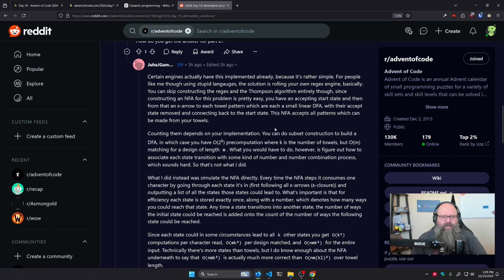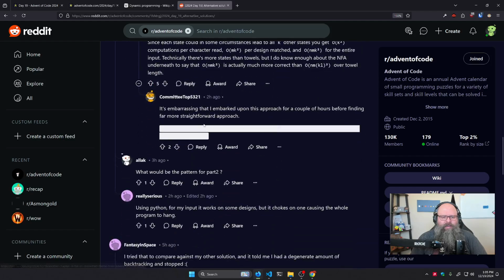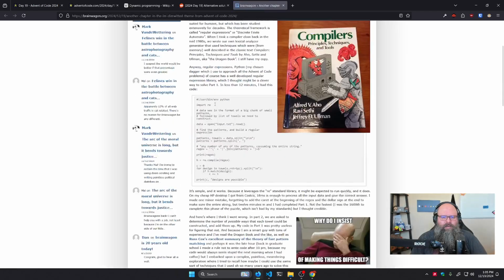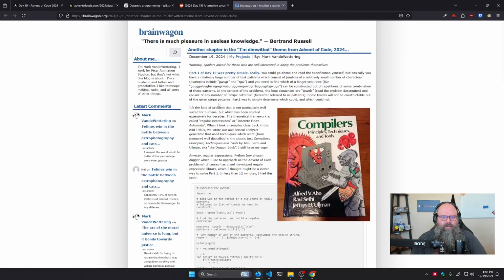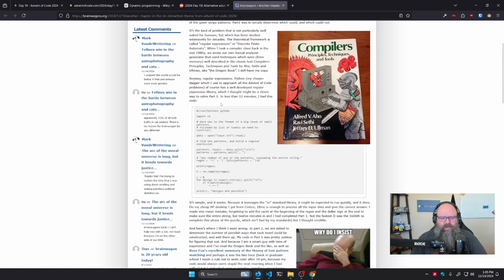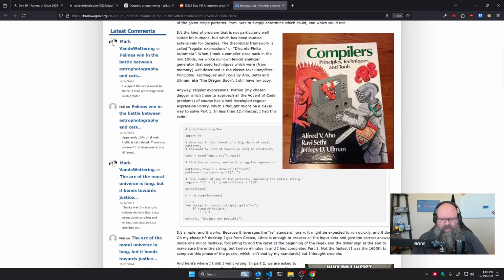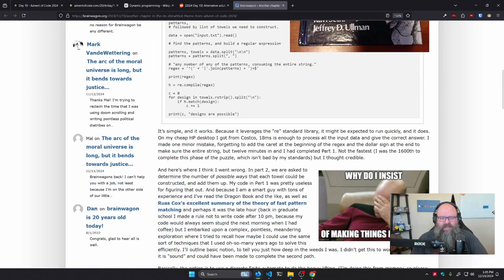Doing it my way. Well, not my way, but the recursive dynamic programming way. If you add these at the beginning and the end, yeah. So he uses a plus. Here's his. It's not zoomed in. Sorry. Yeah, you do a join of them, and then you do this. It's simple and it works because it leverages the regex standard library.